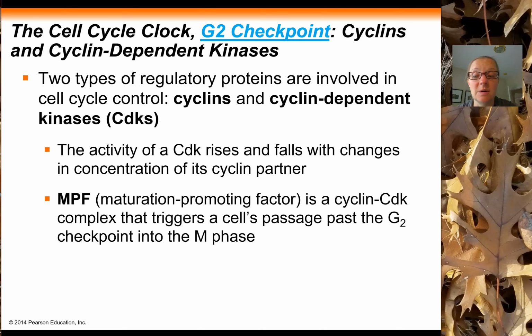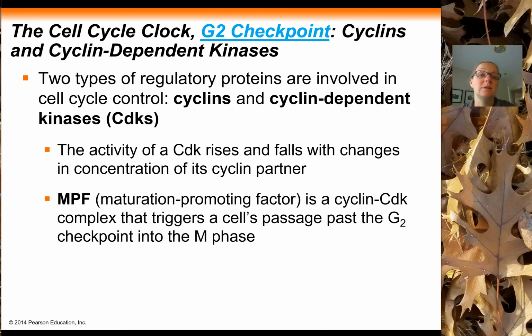The first one we're going to talk about is the G2 checkpoint. This is the most complex out of all of them. This is an example of where an internal signal helps to regulate the cell cycle. The G2 checkpoint is regulated by a pair of proteins. One member of this pair is called a cyclin. A cyclin is a protein whose concentration varies, goes up and down, along with the different phases of the cell cycle. The other half to this partnership is what is called a cyclin-dependent kinase.